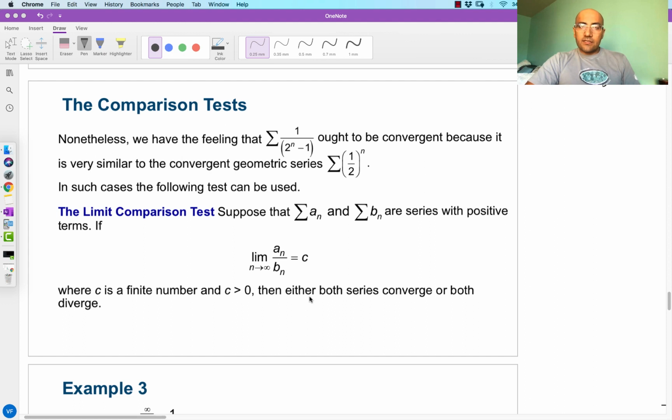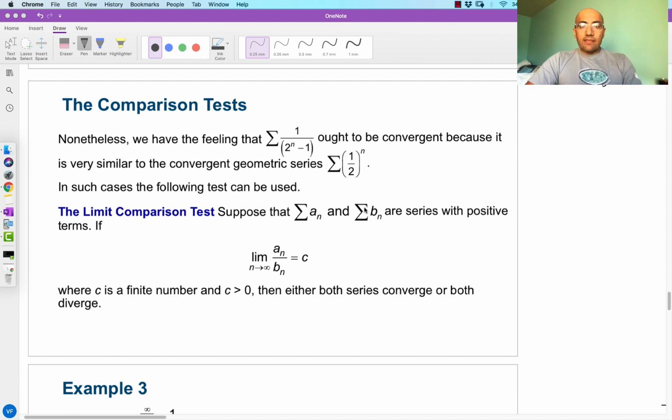The limit comparison test says that if we have two series, a sub n and b sub n, that are both series of positive terms, and the limit as n goes to infinity of a sub n over b sub n equals some constant c, where c is a finite number that's positive. That's important. It's a finite number that's positive. Then either both series converge or both series diverge, right?